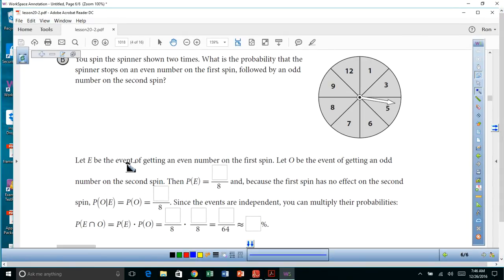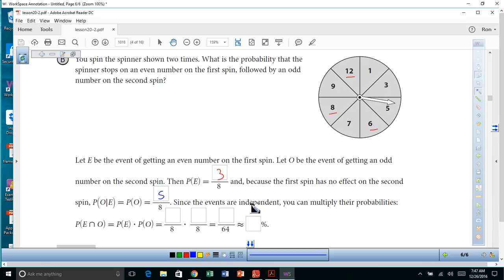Let E be the event of getting an even number on the first spin. So let's see, how many even numbers? 12's even, 8's even, 6 is even. So the probability of an even is going to be 3 over 8. Because the first spin has no effect on the second spin, the probability of odd given an even is going to be 5 over 8.